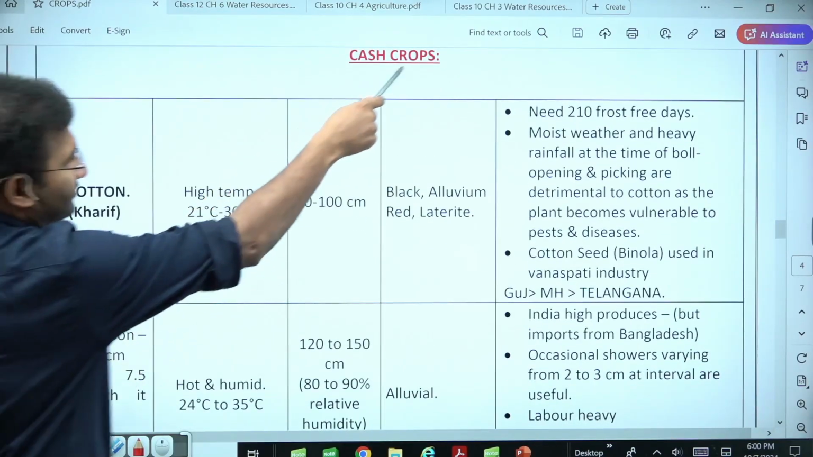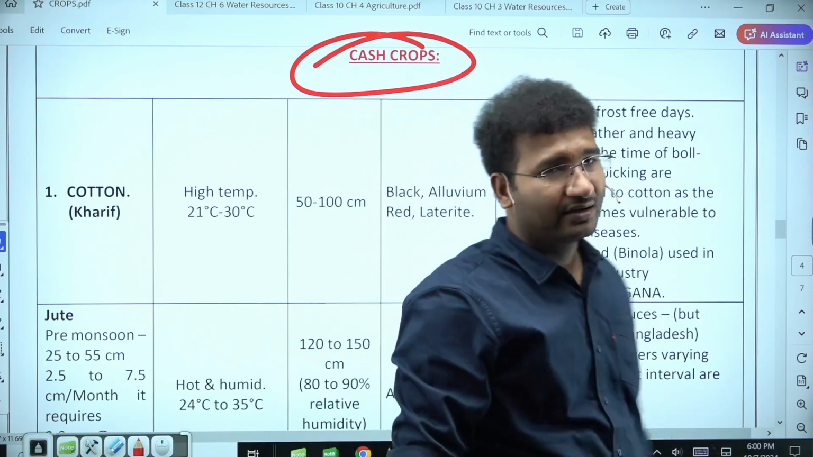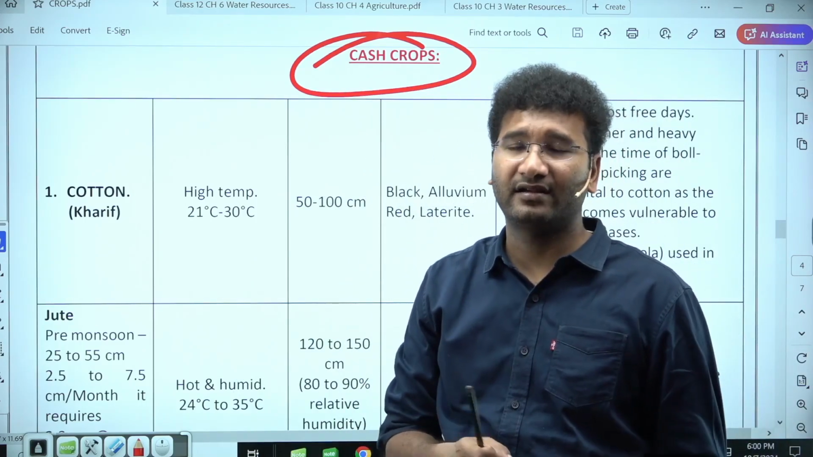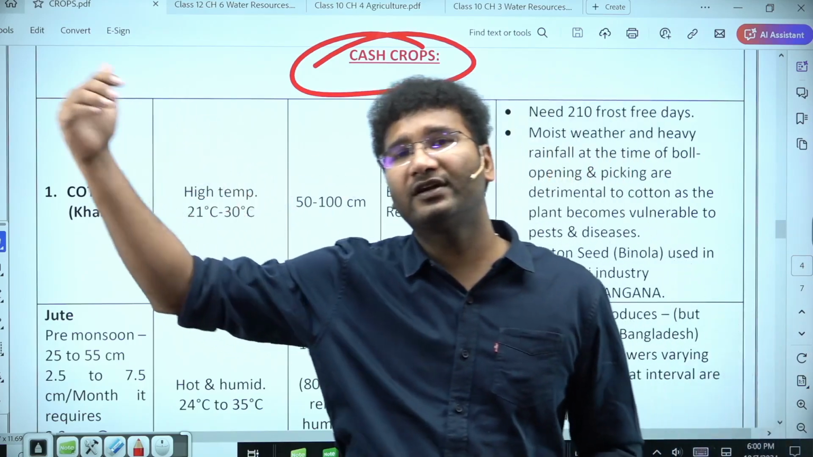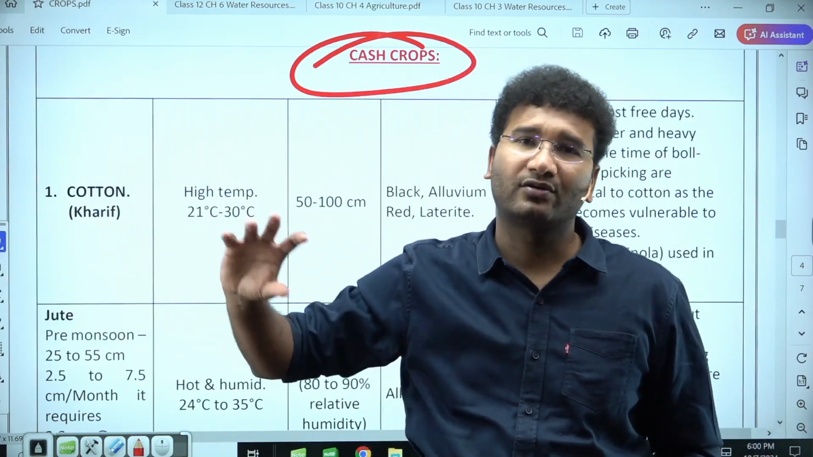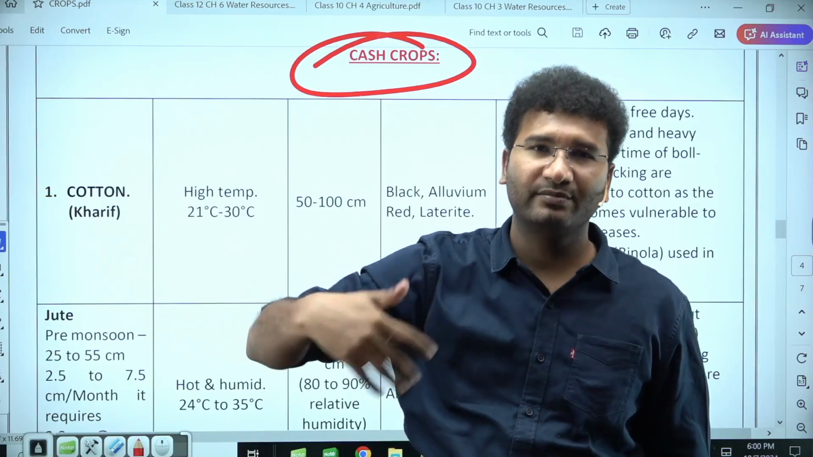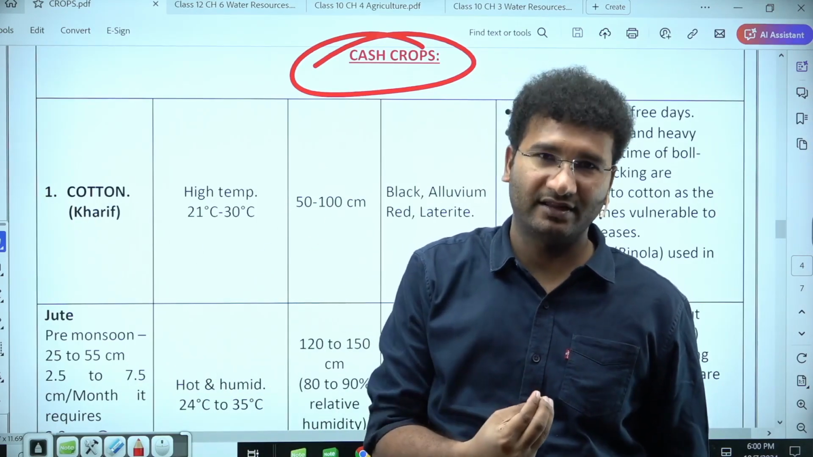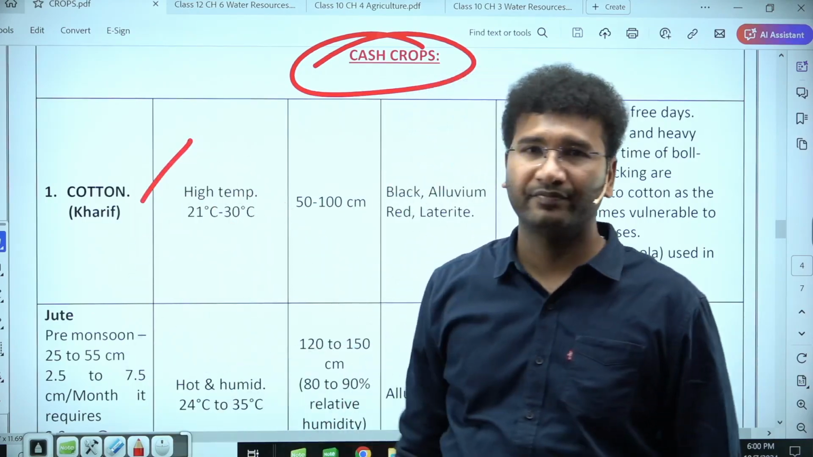Classification is cash crops. Cash crops क्या होता है? Cash crops are those crops which you do not eat directly. For example, cotton is used for the textile and mill industries. Bed banta hai, cloth banta hai. You are not eating them directly. So it is a cash crop.